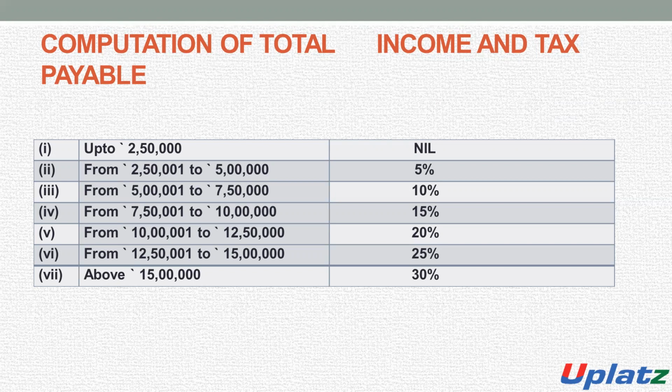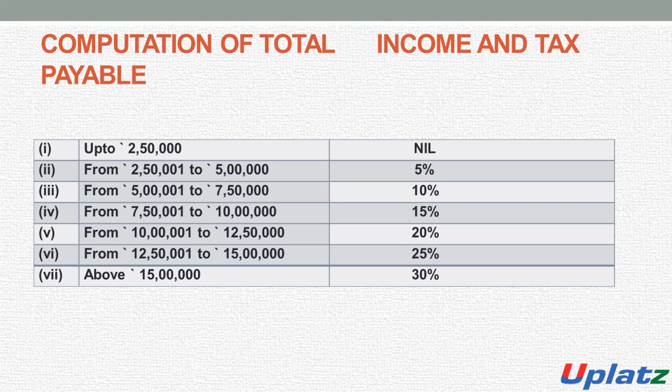The assessee whose total income is more than 5 lakh but up to 7.5 lakh, the tax rate will be 10%. More than 7.5 lakh but up to 10 lakh, the tax rate will be 15%. More than 10 lakh but up to 12.5 lakh, the tax rate will be 20%. And more than 12.5 lakh but up to 15 lakh, the tax rate will be 25%.